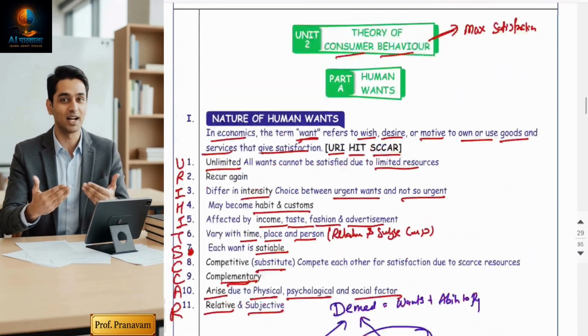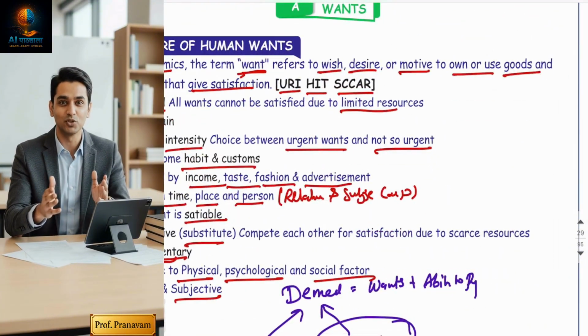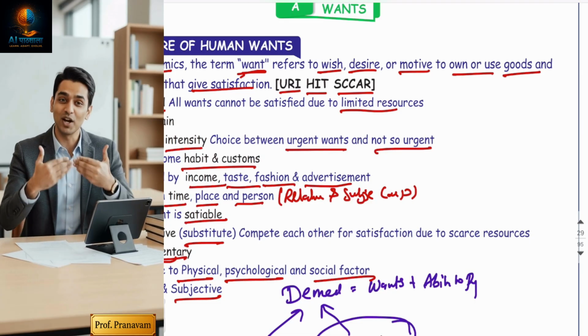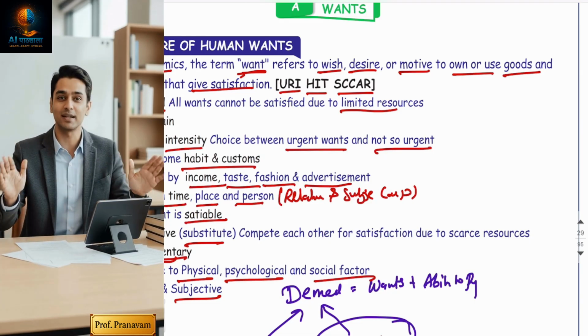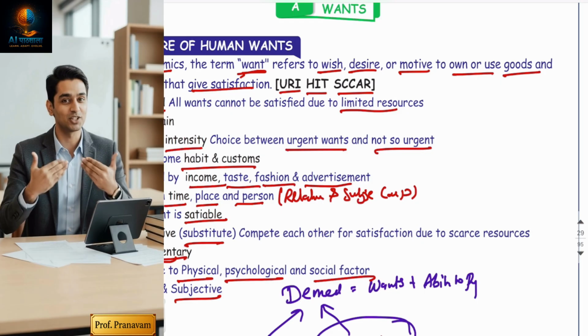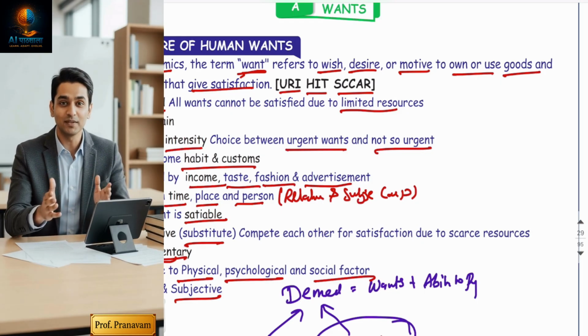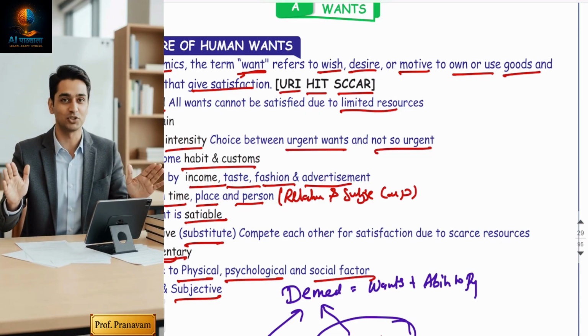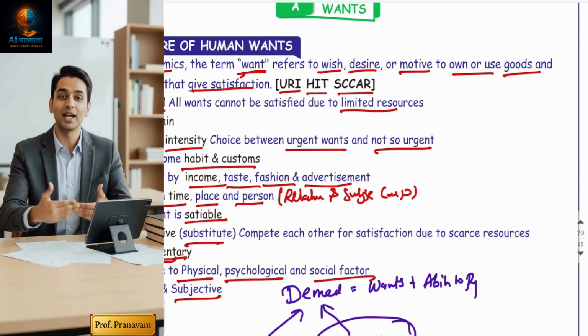It's one word. Let's revise this fast. Uri hits car. H: you. Wants are unlimited. R: wants can recur again. I: wants have different intensity. H: wants may become your habit and custom. I: wants may be affected by income, taste, fashion, and advertisement. T: wants vary from time, place, and person. It is a relative and subjective concept.